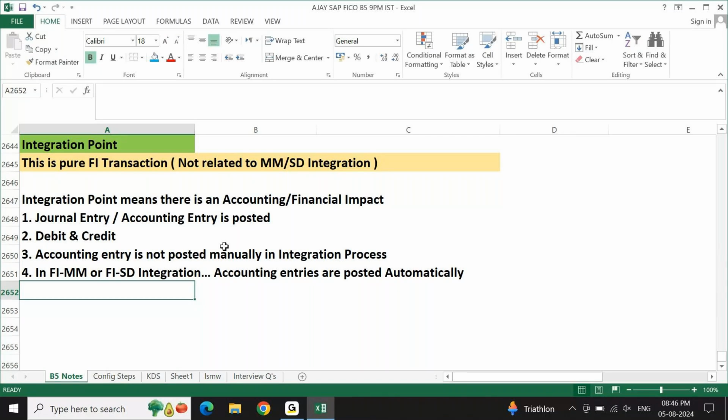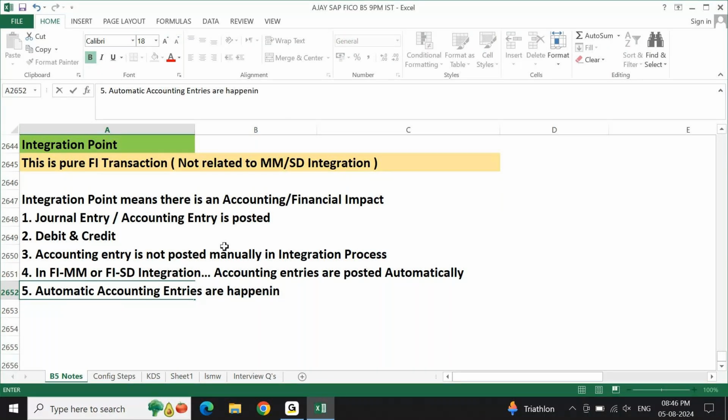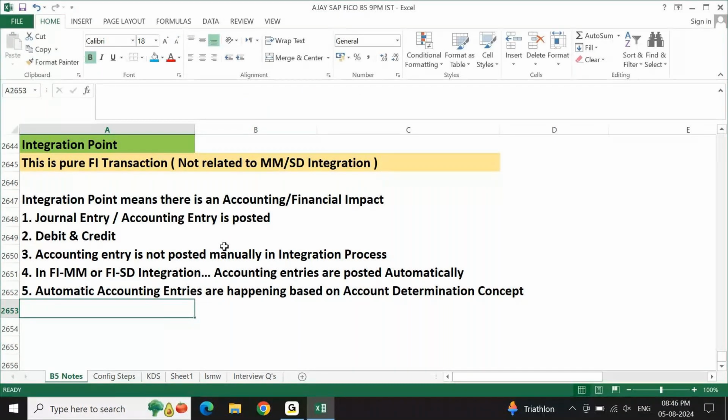Now, automatic accounting entries are happening based on the account determination concept. Okay, automatic accounting entries are happening based on the account determination concept. Now again we need to understand what is account determination. We may be thinking this is something that I am coming to know newly. This is not something which is new to you. This is something that we have already configured.